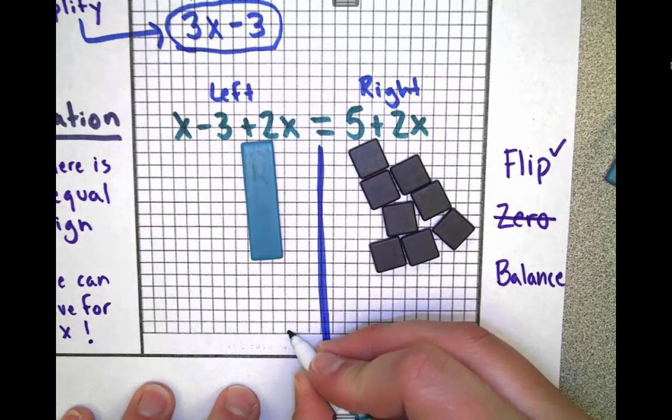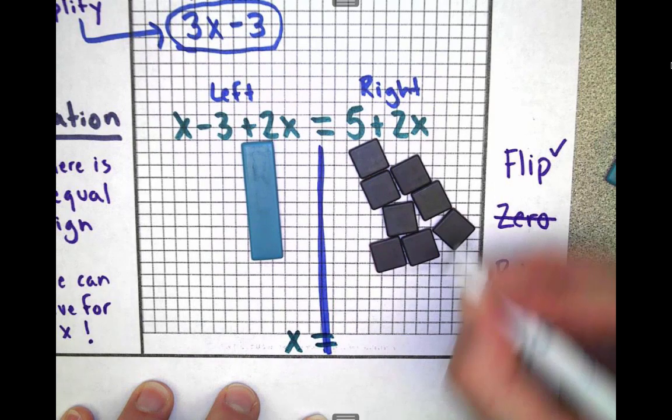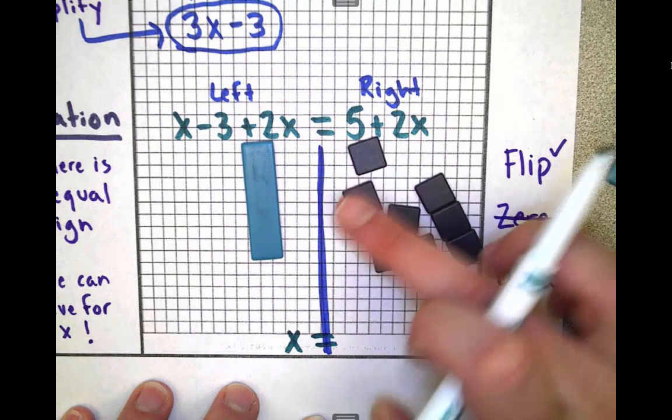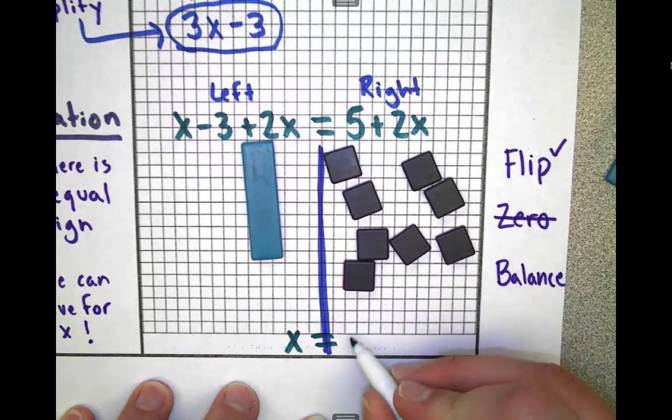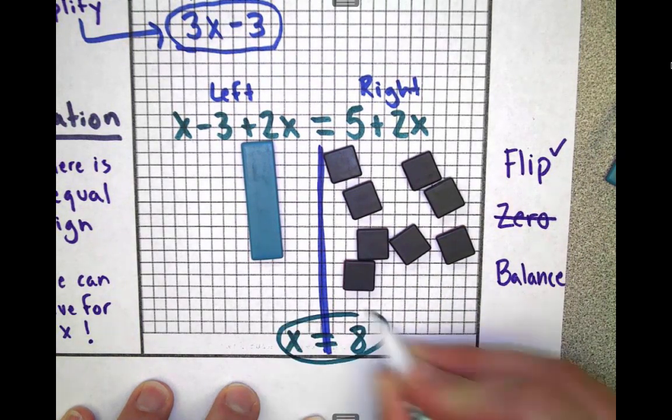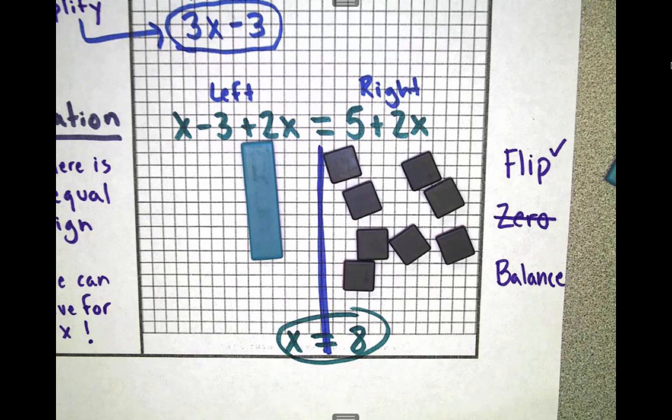Here's the x. It equals how many little units? I see 1, 2, 3, 4, 5, 6, 7, 8 units. X is equal to 8. And there's our answer. We solved our equation.